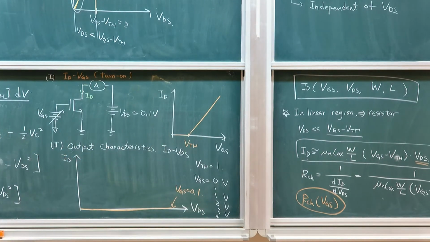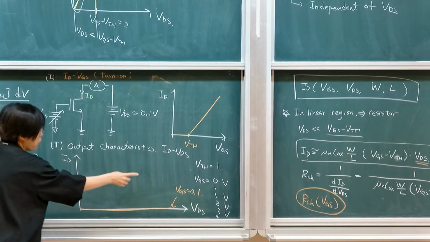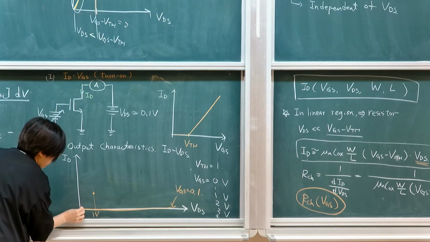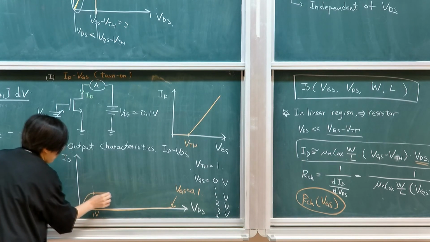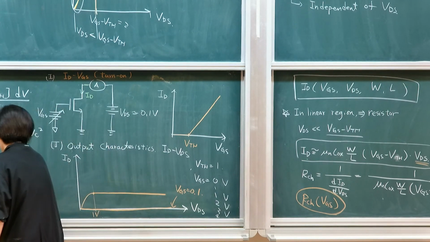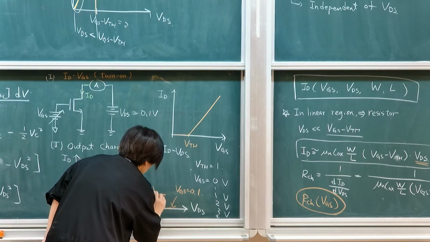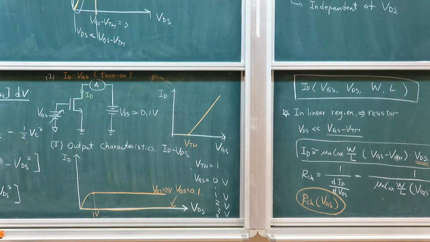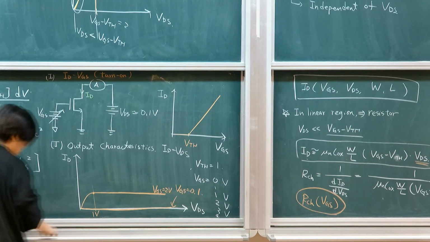For VGS equals 2, anytime you do the plot, you want to highlight your turning point. So for VGS equals 2, this will be 1 volt. My turning point will be here. Okay? This is a different color. This is VGS 2 volt. Now I want to do the 3 volt. We know that for 3 volt, the turning point becomes 2.